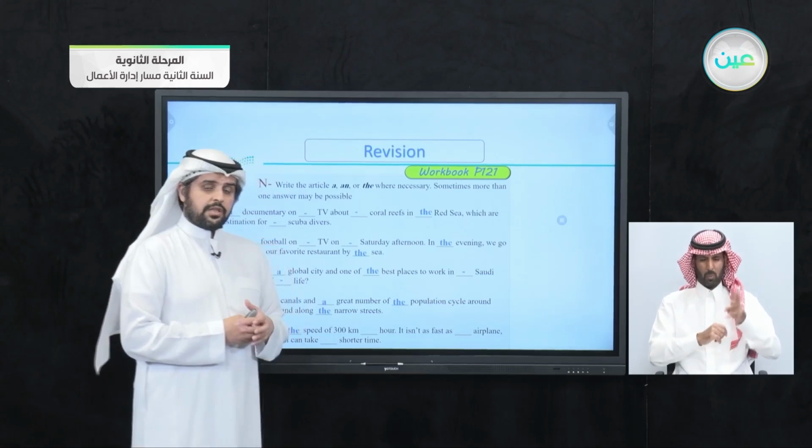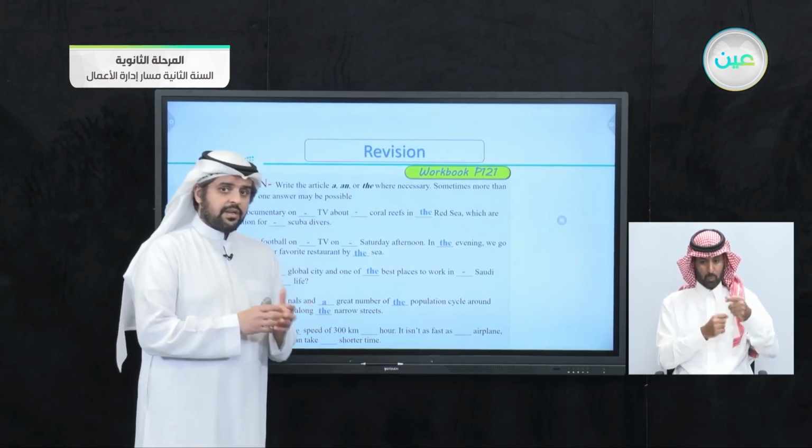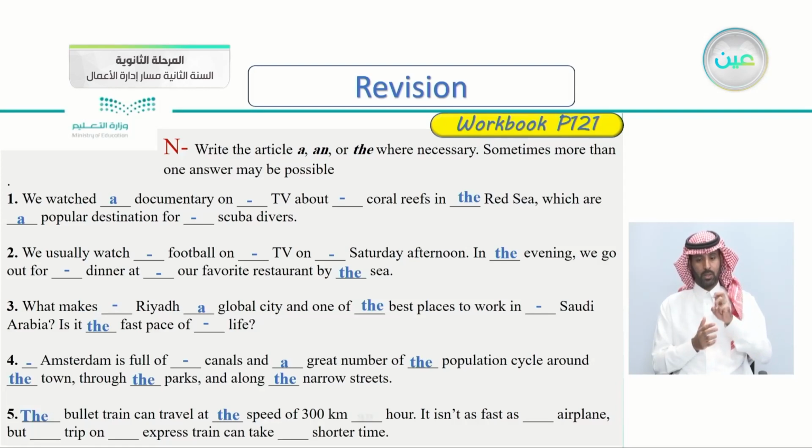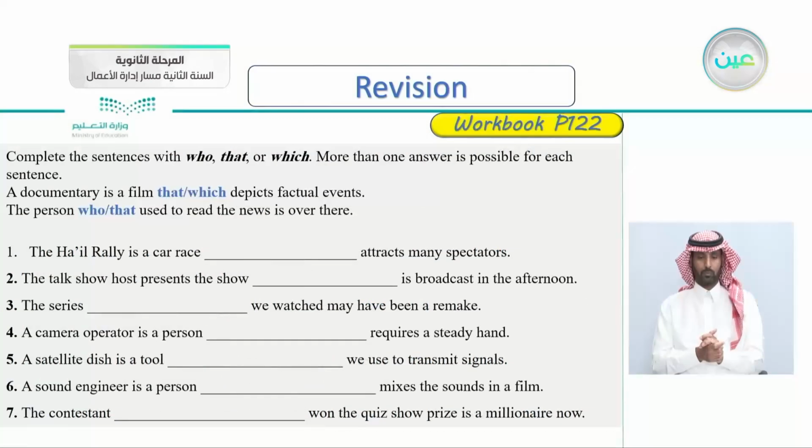So do we say 300 kilometers the hour? Yes, that's correct. 300 kilometers an hour. It isn't as fast as the airplane. Yes, it isn't as fast as the airplane, but yes, but a trip on, excellent, the express train can take a shorter time. Yes, can take a shorter time. Excellent. Moving on to the next exercise here.